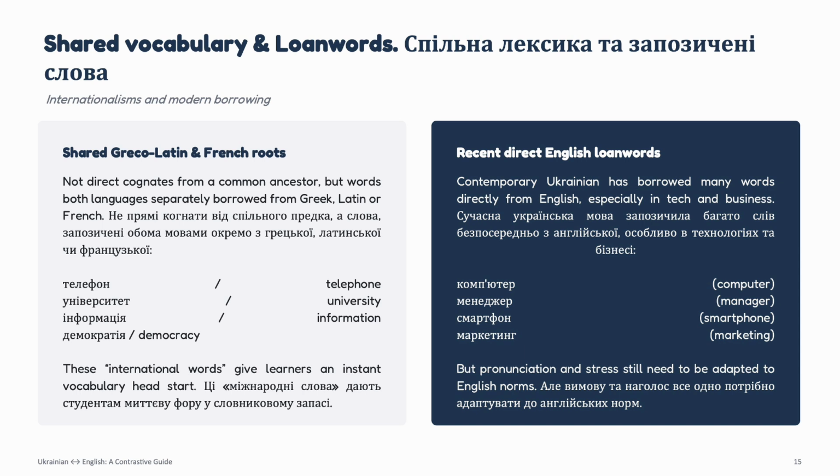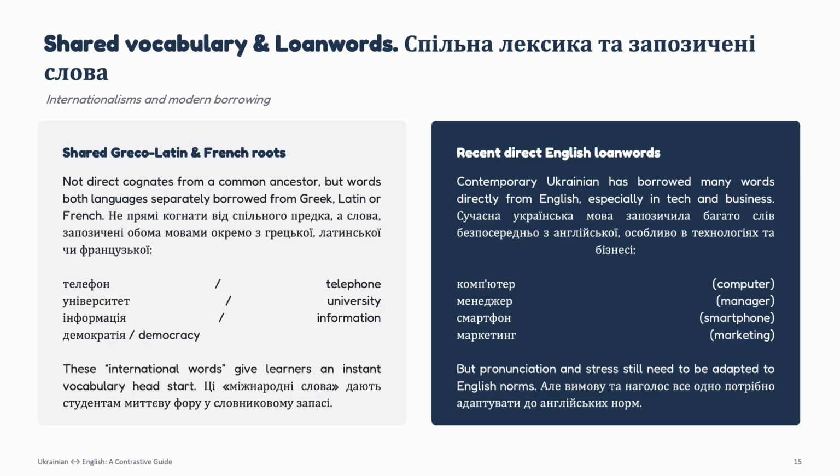Well, not all vocabulary is a trap. Actually, there is also a lot of shared ground, just from a different source than we might expect. Words like телефон, telephone, університет, university, інформація, information, демократія, democracy. These aren't direct cognates from a shared ancestor. They're what we call internationalisms because both languages separately borrowed them from other languages.